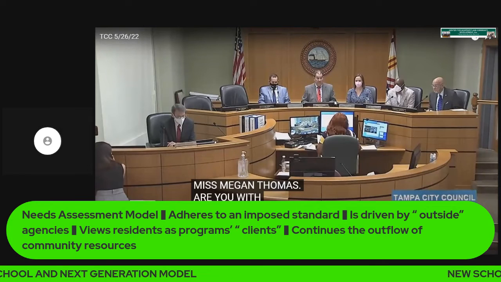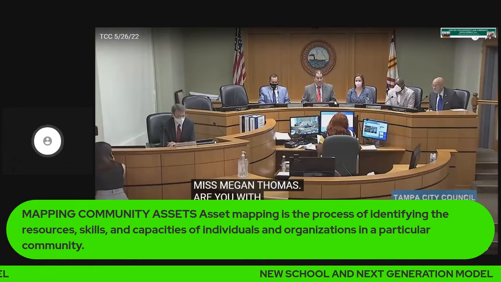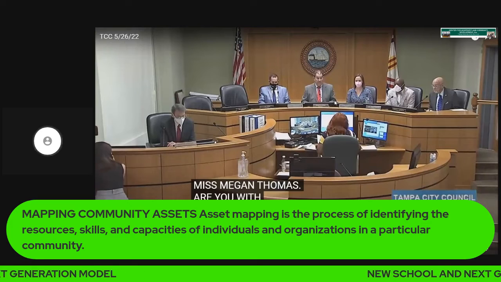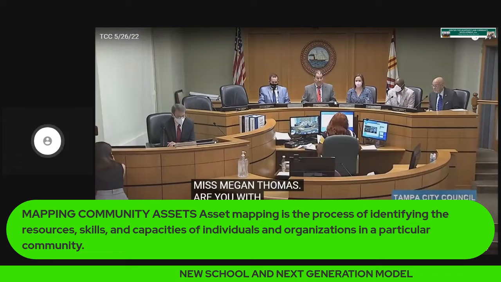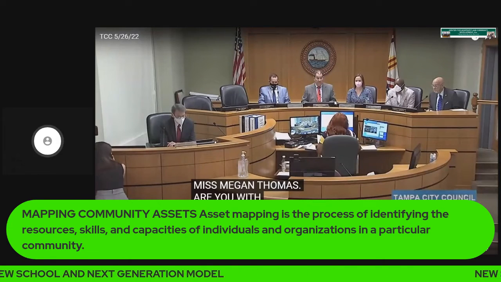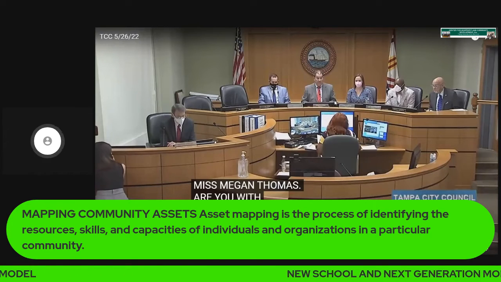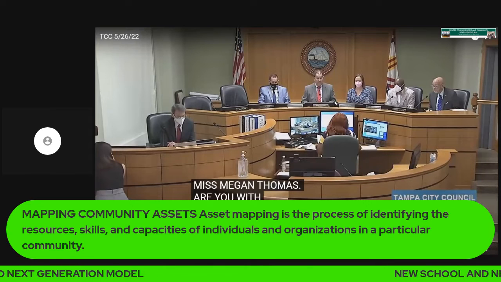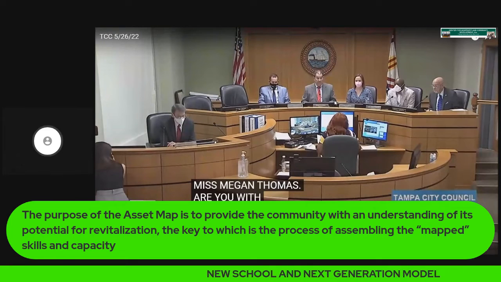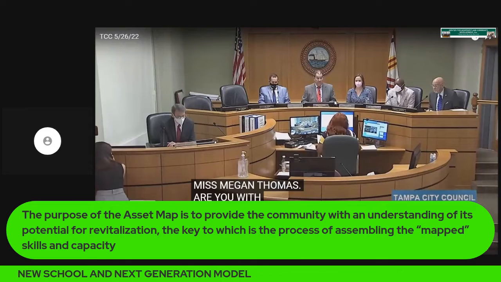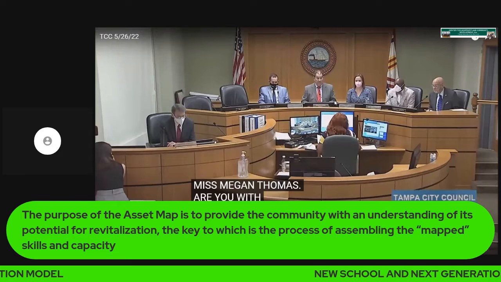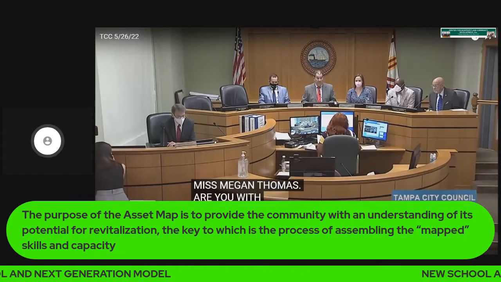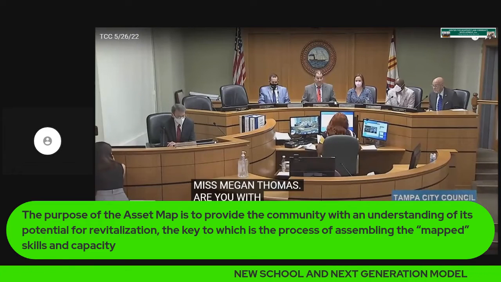So let's talk a little bit more about asset mapping. Well, asset mapping is the process of identifying the resources, skills, and capacities of individuals and organizations in a particular community. We've created a database that does this, and we're constantly improving that database to make it even more sophisticated. Now, the purpose of asset mapping is to provide the community with an understanding of its potential for revitalization. The key to which is the process of assembling or putting together a map.